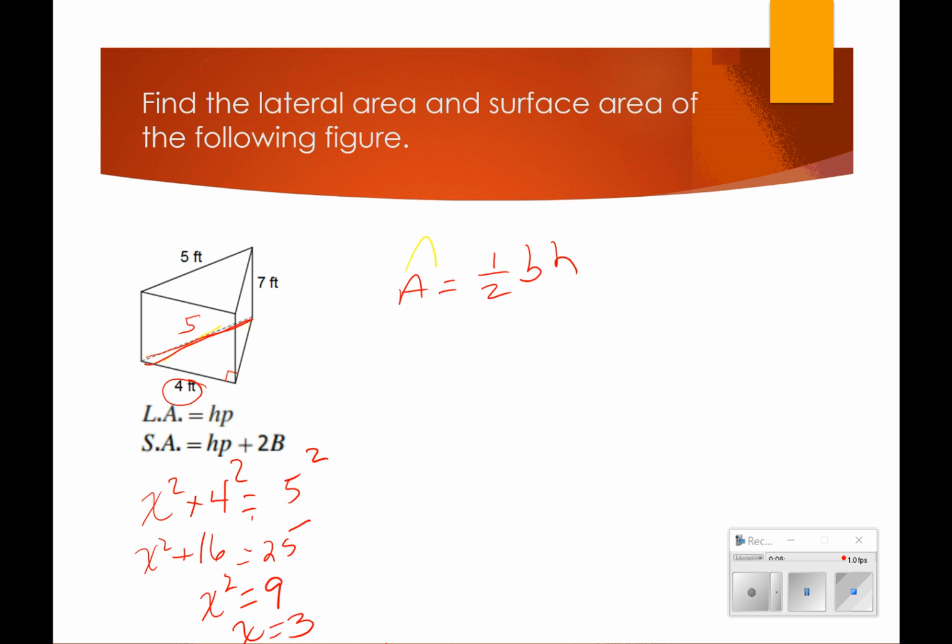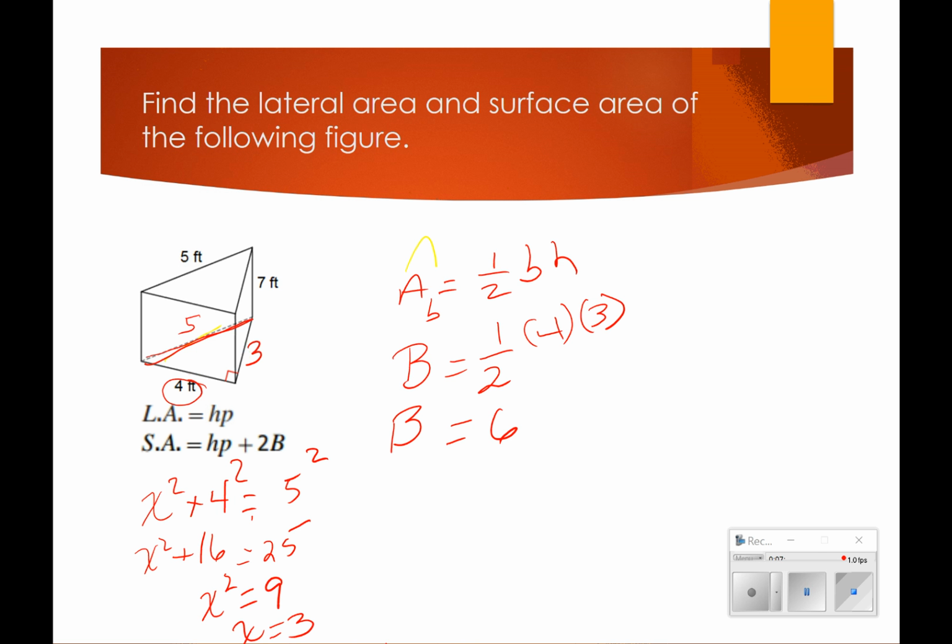So now that we know that this is 3, this is the area of my base. Big B is going to equal 1/2 the base, which is 4, times the height, which is 3. If I multiply that out, I'm going to get 6 for the area of the base.